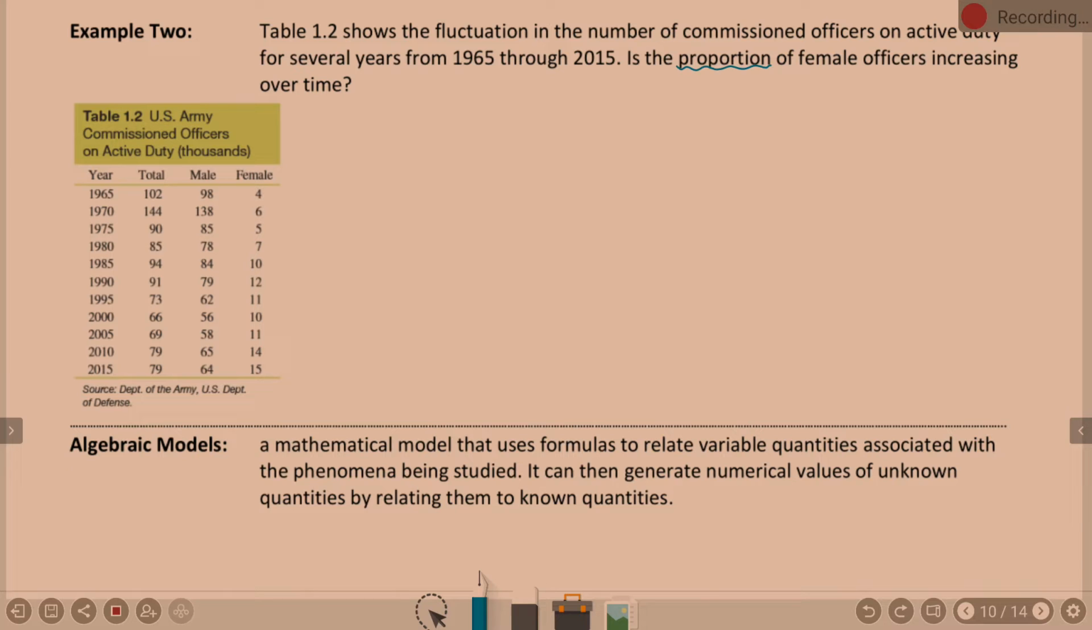We're trying to figure out the proportion of female officers. Like percents. Percents, what are we comparing here? Female to male? Or female to total? I would have said female to total. Okay. So we're going to be comparing the females to the total. Now, what's that mean you're going to have to do? Divide every female by the total.